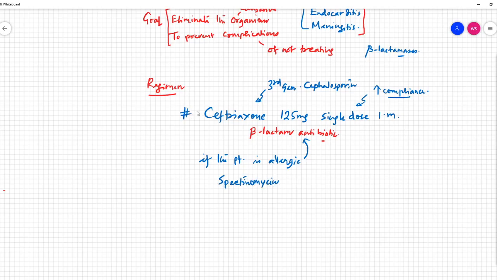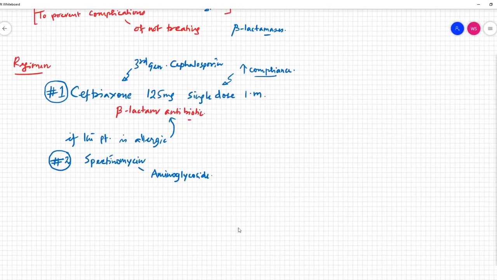Okay, so the first drug is ceftriaxone, and the second, which is an alternative drug, is spectinomycin. So what is spectinomycin chemically then? Yes? Good. It is an aminoglycoside. Okay, so now let's talk about the pharmacodynamics of these drugs.